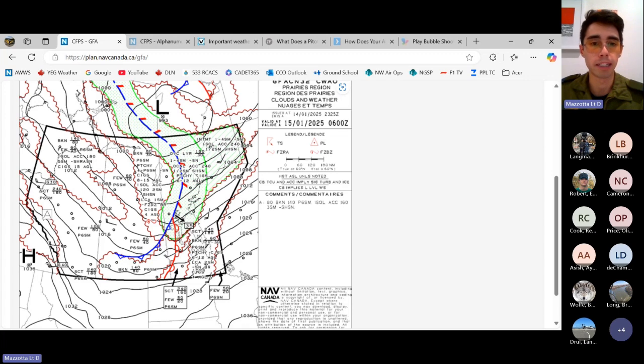There's some more precipitation over northern Manitoba, but still quite a bit of strong wind over central Alberta, and especially over the Rockies. The high pressure system in southern BC is still there, and lots of stuff going on over Manitoba. So that's how you read the cloud and weather GFAs.